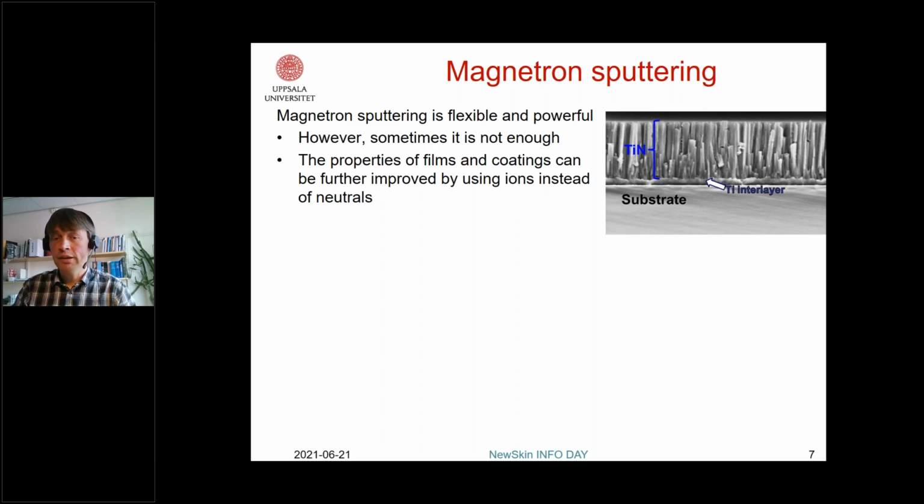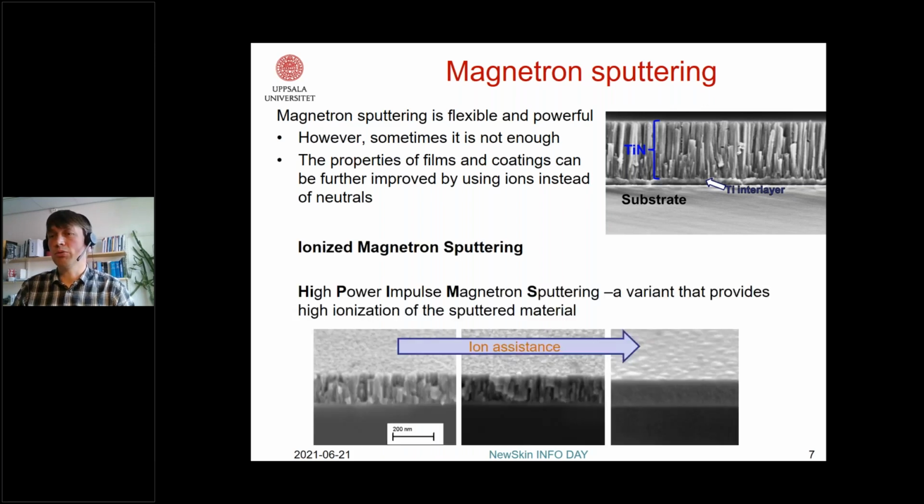And this is what I'm going to talk about today, because the technique I mentioned in the title, high power impulse magnetron sputtering, is actually a further development of the classical magnetron sputtering. From the hardware side, it uses the same deposition system, the same magnetron source, but we do some tricks, and that way we can actually ionize the material that should be deposited. So instead of neutral atoms, we would be depositing ions.